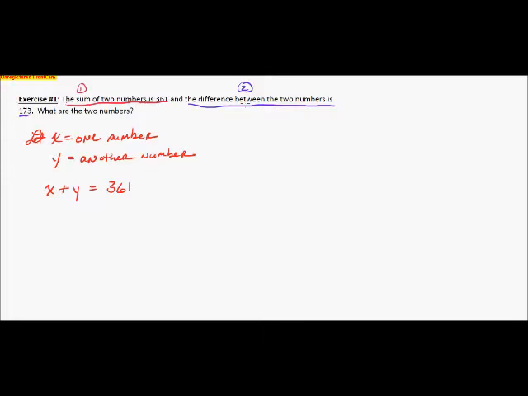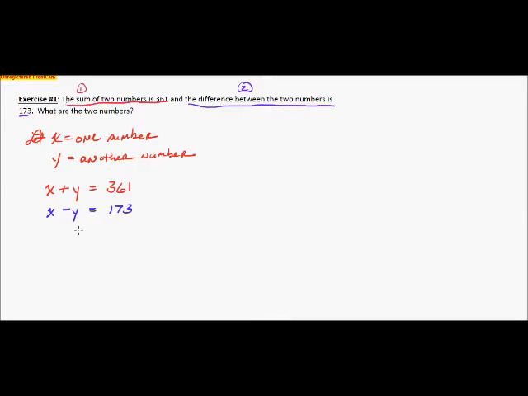Alright, now let's go to this other section. It says the difference between the two numbers. Well, that would just be x minus y. The difference of the two numbers is 173. Okay, well those were pretty easy to come up with. Now I want to be able to solve them. I'm going to use the elimination method. Since I have two equations and two unknowns, I can use the elimination method.